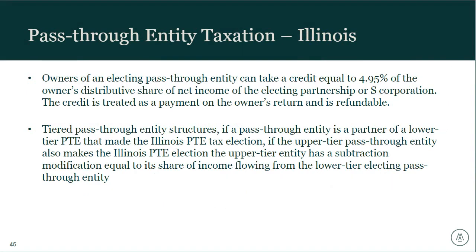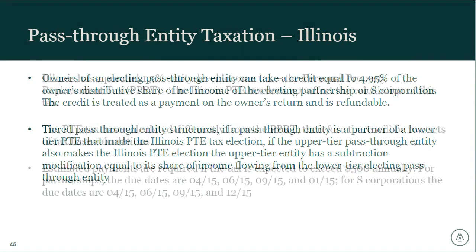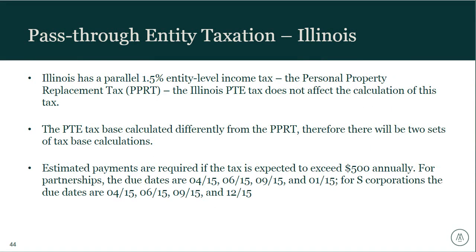So one nuance with Illinois is that Illinois has this parallel income tax structure called the personal property replacement tax. That is a 1.5% entity-level income tax on partnerships, S corporations, and also C corporations. The Illinois pass-through entity tax calculation for electing pass-through entities will use a different tax calculation than the PPRT. So it'll be instructive as to how Illinois creates these forms, because there will be different sets of modifications necessary to compute the tax base for these taxes. Illinois will require estimated payments if the pass-through entity is expected to owe more than $500 annually.